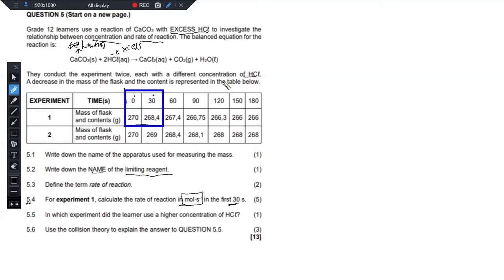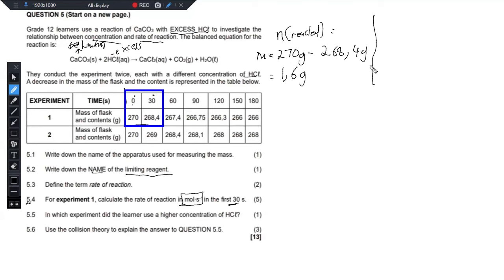And then, okay, so the first thing, obviously, because this is in mole per second, we are given the masses here. We have to first find the number of moles that reacted from 0 to 30 seconds. So number of moles reacted, I would have to say, number 1, let me subtract the mass. So initially we had a mass of 270 grams. And then after 30 seconds, we have a mass of 268.4 grams. So that means to get the mass that reacted within the first 30 seconds, we would have to subtract this. This gives us 1.6 grams.